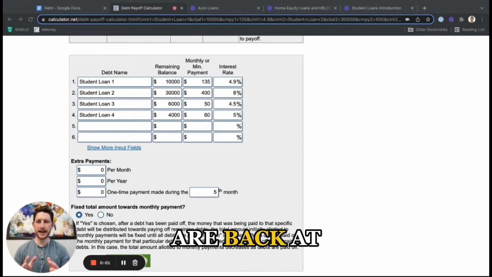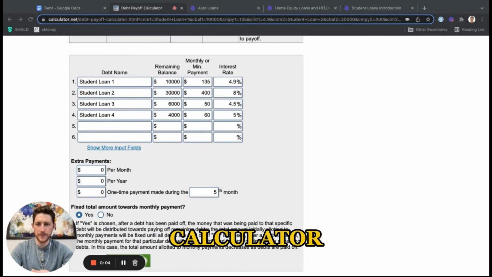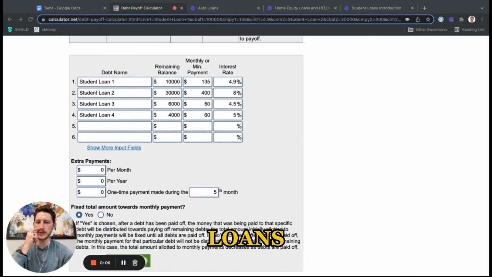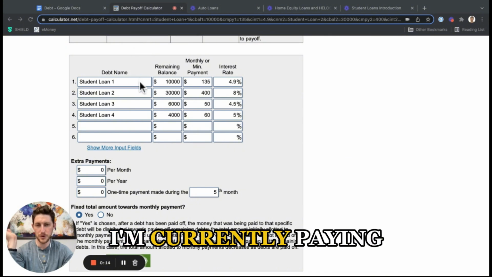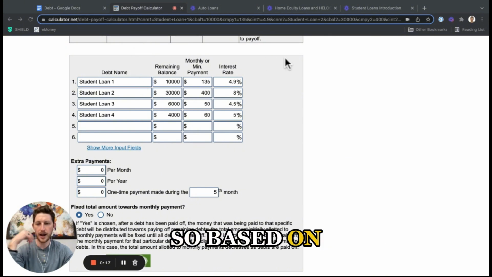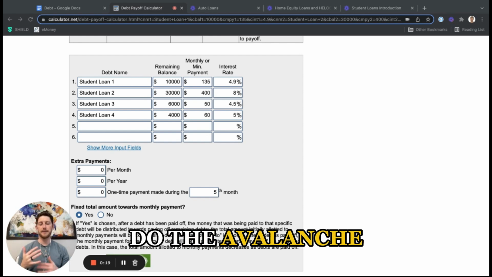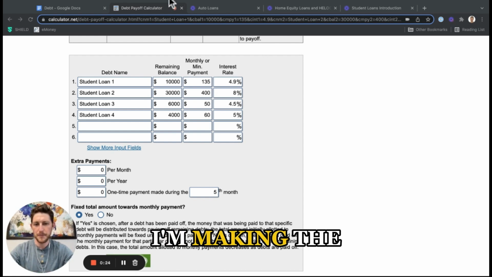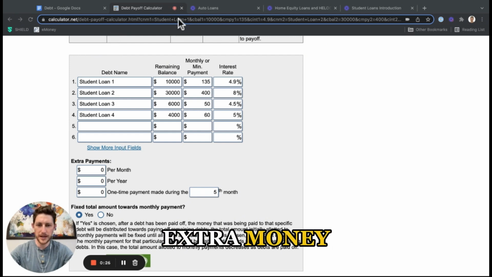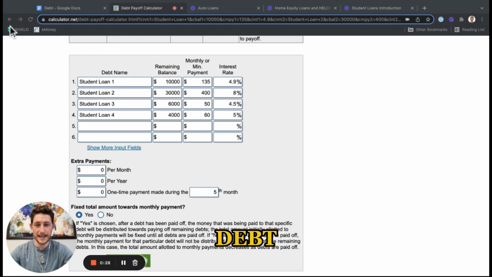All right, guys, so here we are back at our debt payoff calculator. What I've done is I've added in 4 student loans. As you can see, I've put the interest rates associated, the balances, and then the monthly payment that I'm currently paying. So based on this, if I do the avalanche method again, where I'm making the minimum payments, and then any extra money I'm going towards the highest interest debt.